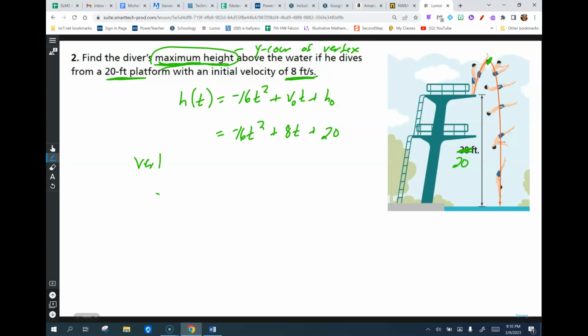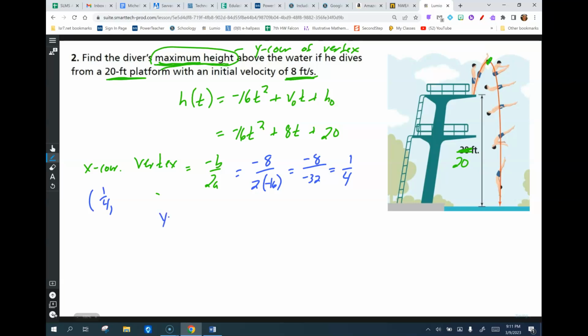To find the vertex, the x-coordinate of the vertex is going to be equal to negative b over 2a. So let's plug everything into that. So that's going to be negative 8 over 2 times negative 16. Negative 8 over negative 32 is going to be positive 1/4. That is the x-coordinate of our vertex. And if they would ask at what time did he hit his highest, we would say 1/4 second.